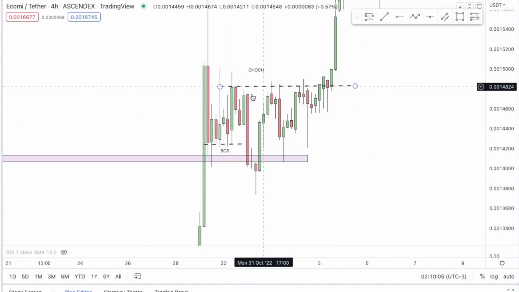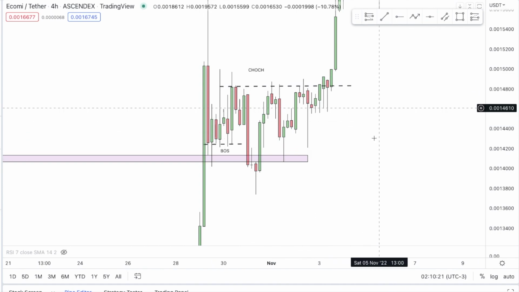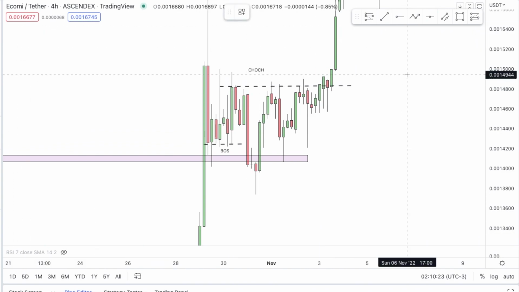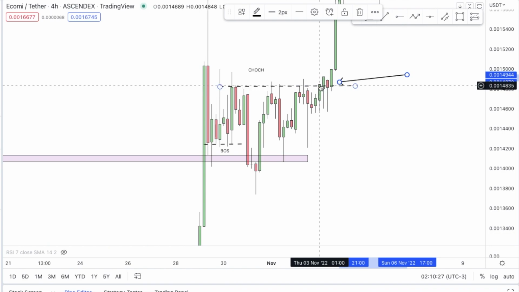So a change of character is when we break above the structure to show me that price doesn't want to go down anymore. It wants to be different. And when you look right here at these bodies, this is what you call a change of character, when you see price going towards the upside and it broke above.